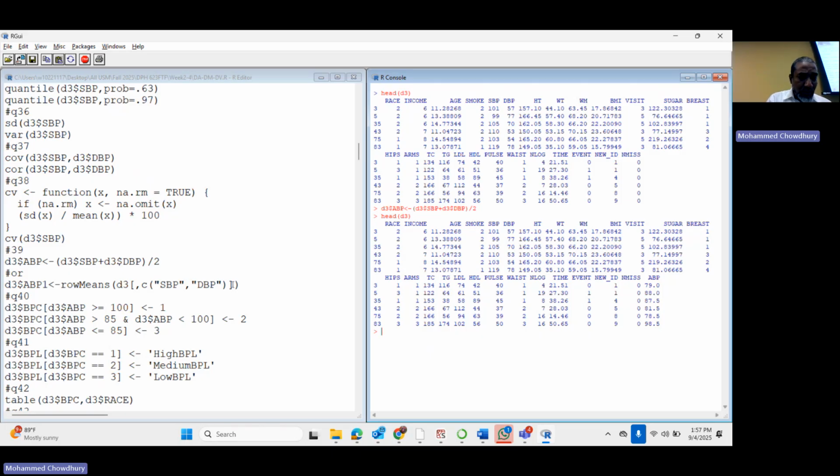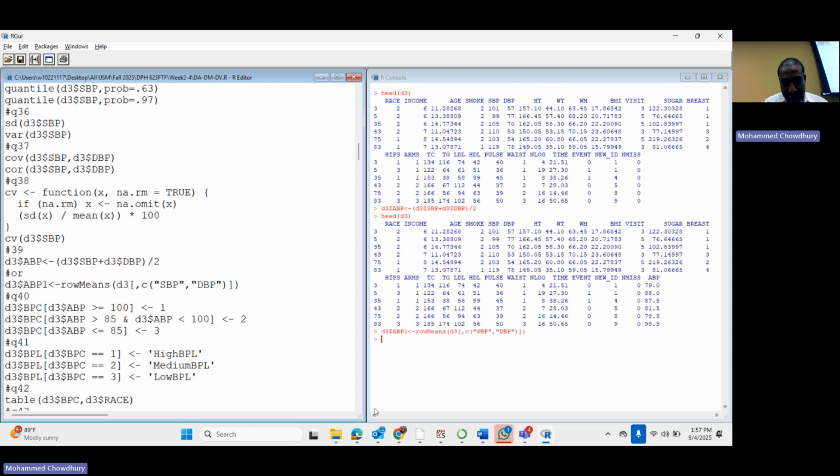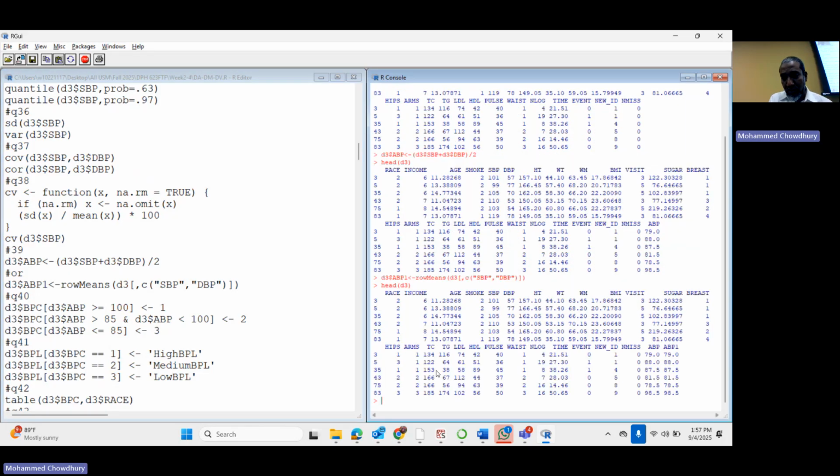Now, this could be done also by using another approach. I am taking SBP and DBP from D3 data and finding their row means. This is another approach. Take a look at that. Head D3. So these are the same thing.